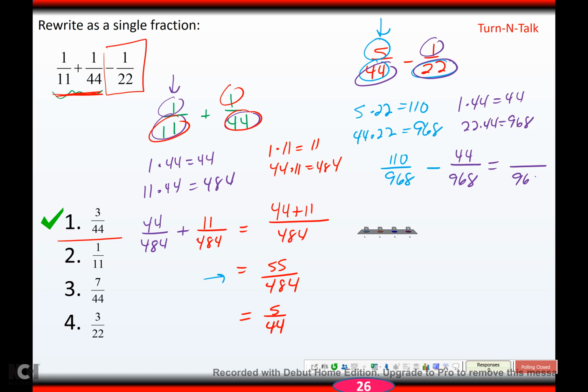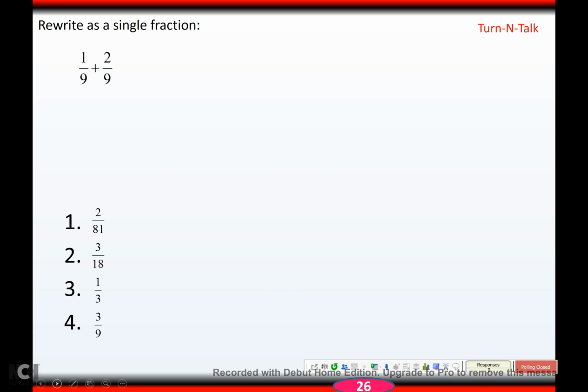So I would keep my denominator and do 110 minus 44 on top, which gives me 66 over 968, which isn't there, because if I do 66 divided by 968 and math, enter, enter, it reduces down to 3 over 44. Okay? Alright, so you do this one, hit pause, come back when you're ready, and hopefully you got 1/3. When the denominators are the same, you keep the denominator and do the top, which gives me 3/9, which reduces down to 1/3.